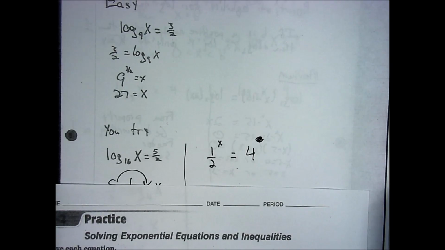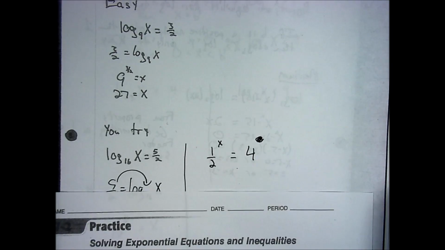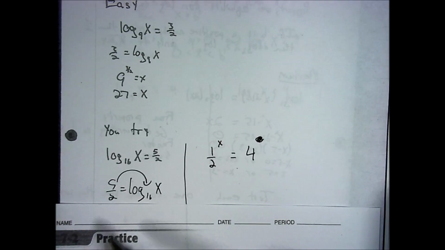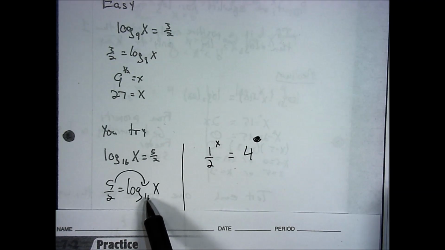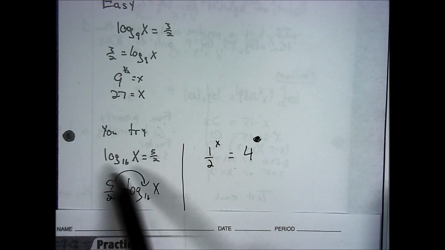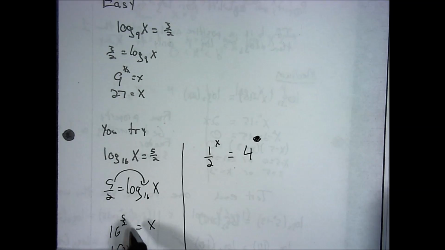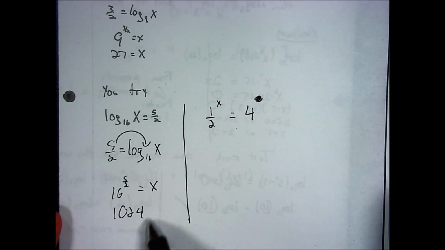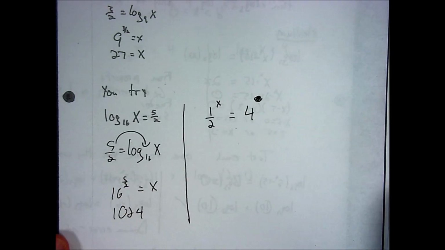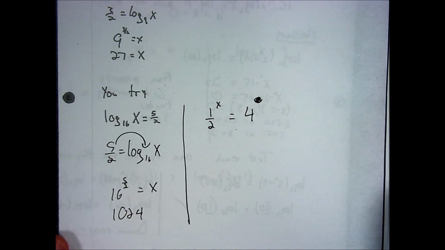Alright, welcome back. Let's see how you did. Okay, we're going to turn it around. 5 halves equals log base 16 of x. So this is going to tell me put the 5 halves on top of 16. 16 to the 5 halves equals x, and we'll get 1024. Did you get that? Okay, take a look and compare mine with yours.